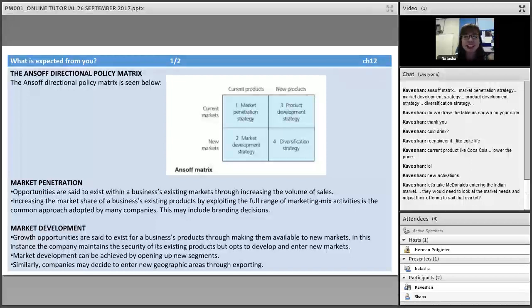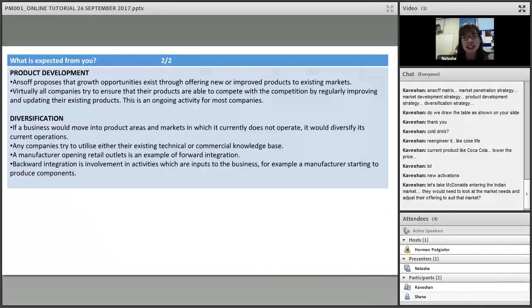Now, there's a challenge. Not that I think they would. But yes, brilliant. Well done. You've got that. Next is product development. If you look at the diagram, product development is a new product in a current market. Kaveshan, what are you suggesting?